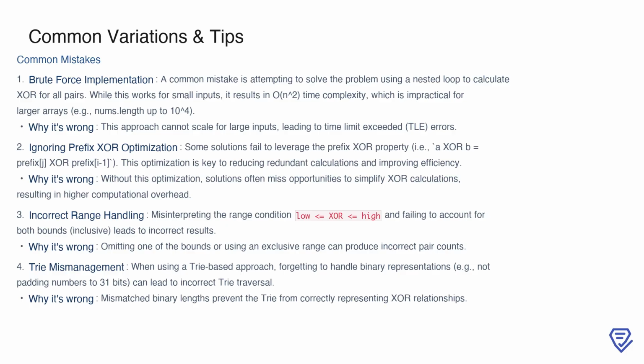Lastly, if you're using a tree-based approach, mismanaging binary representations is a common error. For example, not padding numbers to 31 bits can cause mismatches in the tree structure, preventing it from accurately representing XOR relationships and leading to traversal issues.